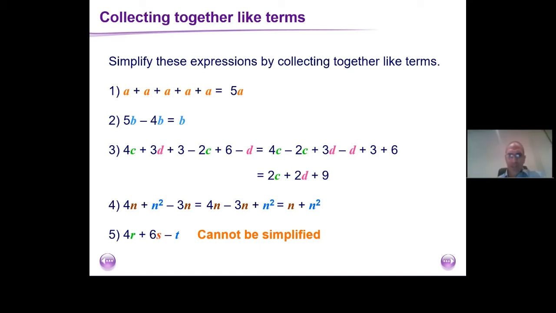The last example, it says 4r plus 6s minus t. Now you know from this there are 3 different letters, so there are no like terms. So you cannot simplify that any further. So you simply leave that as 4r plus 6s minus t.